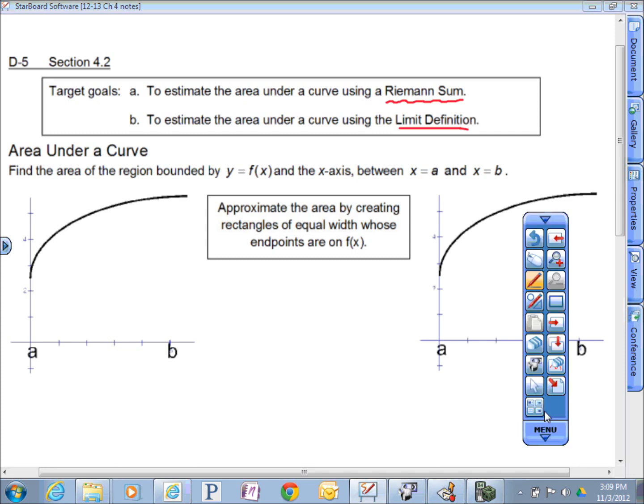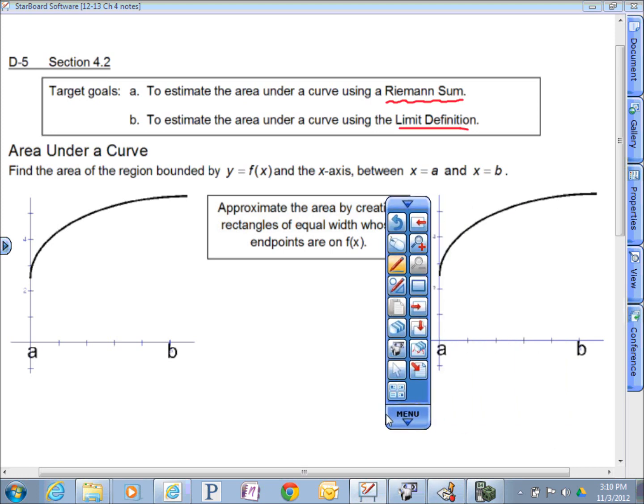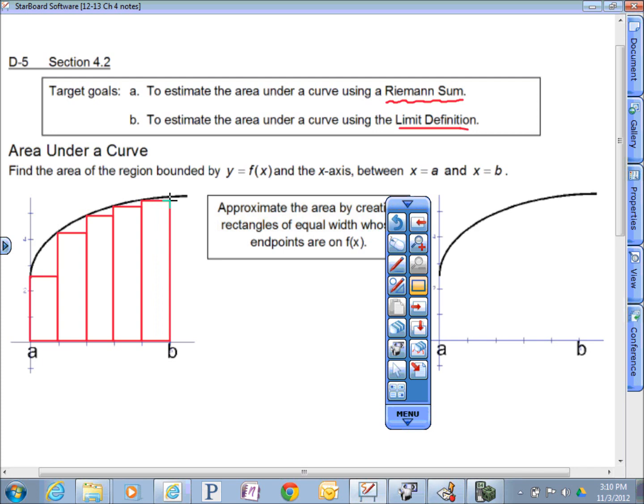So I'm going to call on technology here a little bit, and I'm going to try to do this as best I can. This one over here on the left, I'm going to try to create rectangles, and these rectangles are going to have this width. And I'm going to do it so that the left endpoint of each of these rectangles that I create is going to hit f of x. Okay, so there's the first one, there's the second one, the third one, the fourth one, and the fifth one. So there's 5 rectangles. Each rectangle hits the f of x on its left side. Each rectangle is supposed to have the exact same width, and each rectangle is going to hit on its exact left-hand side.